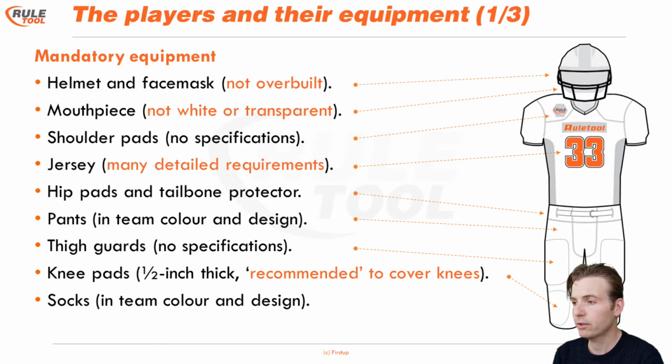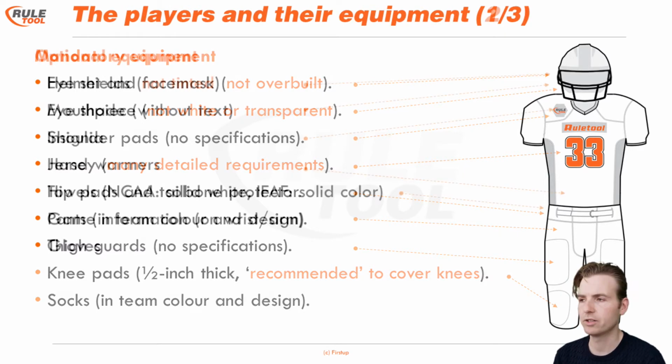Hip pads, tailbone protectors are mandatory. The pants must be in team color and design. Thigh guards are mandatory. Knee pads must be at least a half-inch thick and are strongly recommended to cover the knees. The Rules Committee has proposed to include a rule that they are mandatory to cover the knees, but that rule will not be implemented this year. And the socks must also be in team color and design.